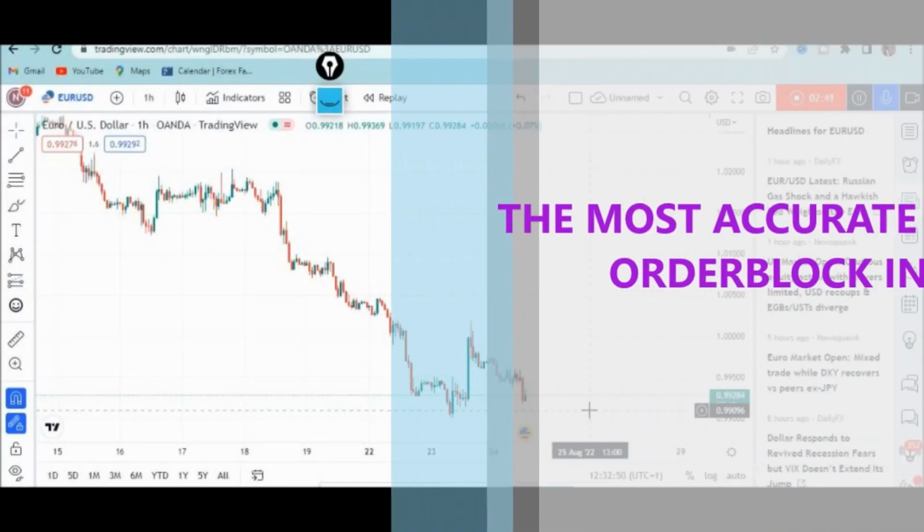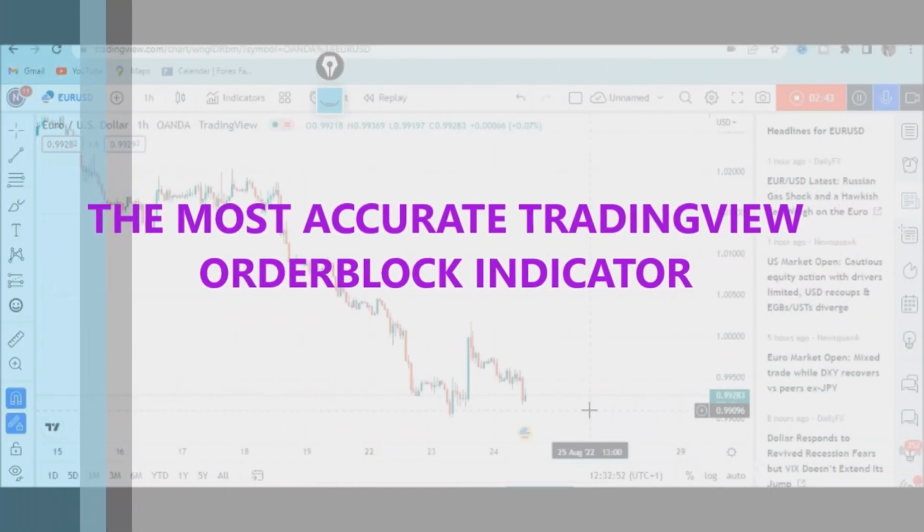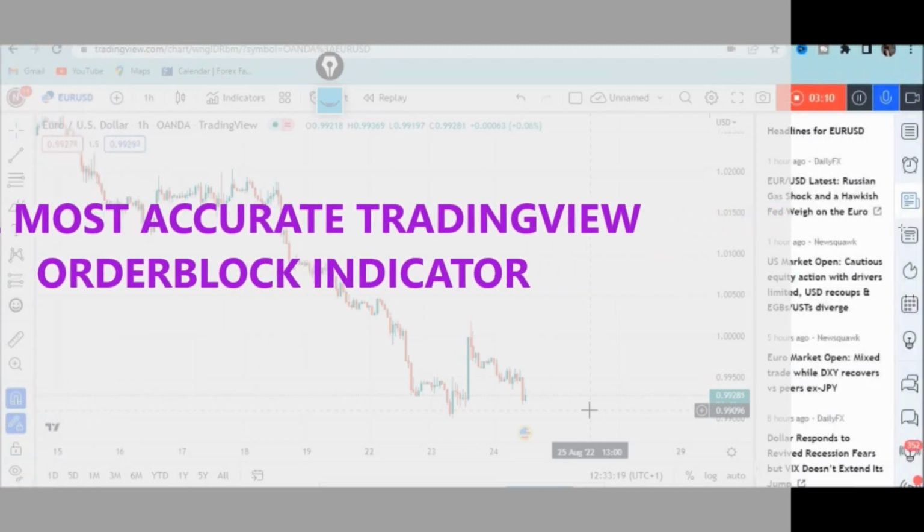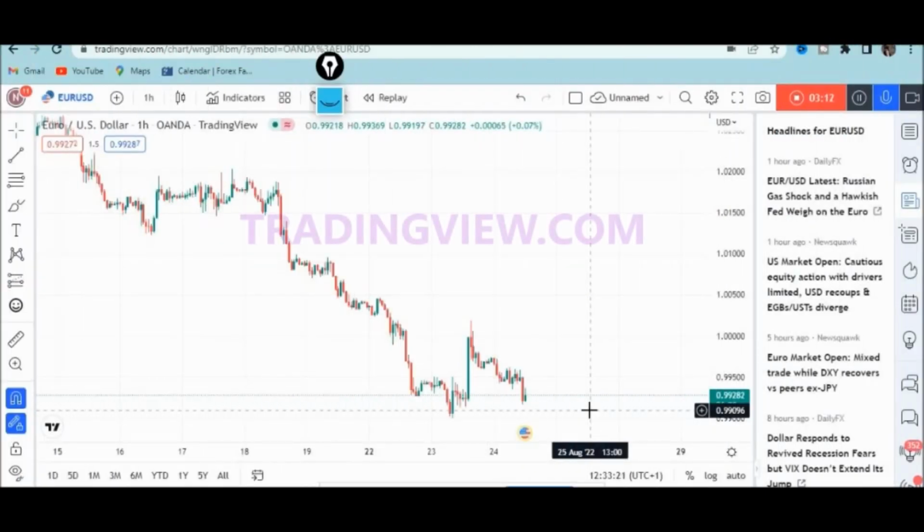It's all about an order block TradingView indicator, because the indicator itself is found on TradingView.com. Some people do ask me, how can I access this TradingView? What I will tell you is just go on your browser and type TradingView.com. Once you do that, create an account with them, and once you have created an account, you can access as many indicators as well. They have a pro and a free version. You can start with the free version before you upgrade.